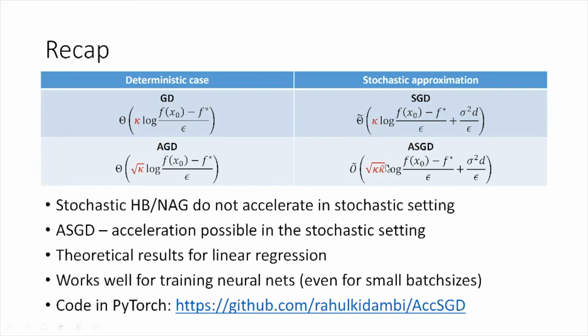a square root of kappa twiddle, where kappa twiddle is the statistical condition number. And whenever this is much smaller than kappa, this provides significant improvements. And in practice, this seems to work even beyond linear regression problems. So yeah, that's all I wanted to say. Happy to answer any further questions.